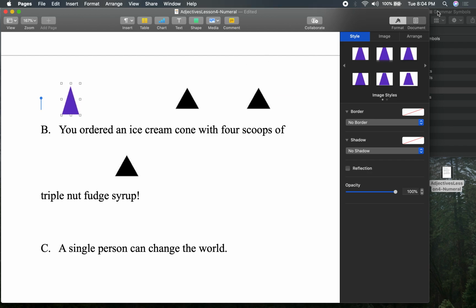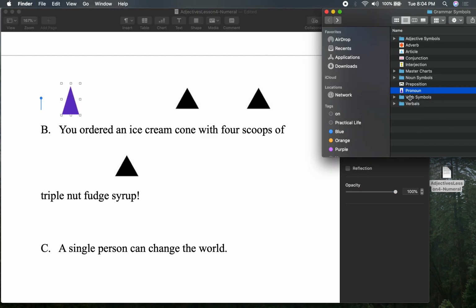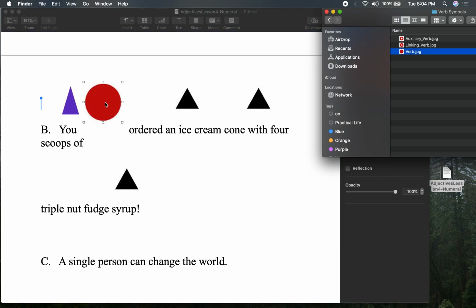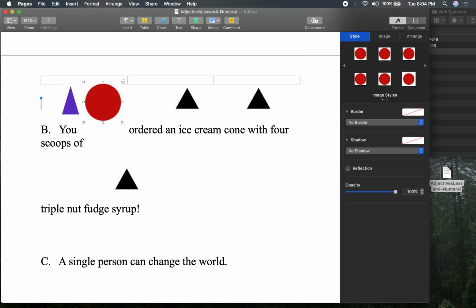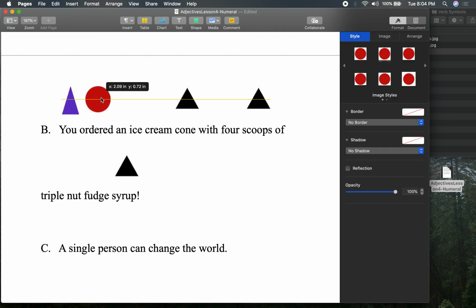Okay, and let's do our verb. Ordered is our verb. Without it, our sentence would read, you, an ice cream cone with 4 scoops of triple nut fudge. No idea what's going on there. Always have to have a verb. Always. All right. Do we have any articles? Yes, we do. An.